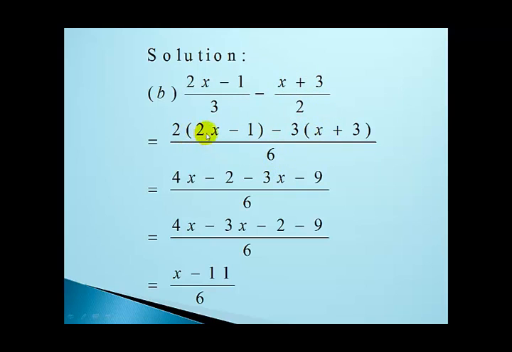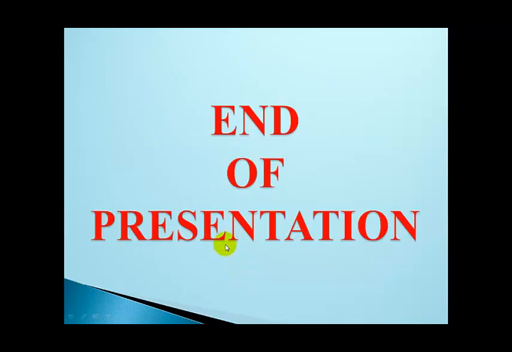Now 2 times 2x equals 4x. 2 times minus 1 equals minus 2. Minus 3 times x equals minus 3x. And minus 3 times plus 3 is equal to minus 9. Now let's group the like terms. So we have 4x here, minus 3x here. Then we also have minus 2 here and minus 9 here. So grouping the terms, we have 4x minus 3x minus 2 minus 9. Now 4x minus 3x is x. Minus 2 minus 9 is minus 11. So we have x minus 11 all divided by 6. This is the end of our presentation.